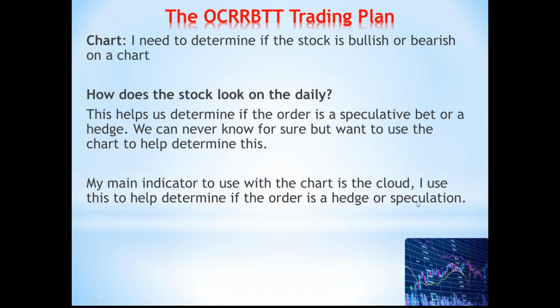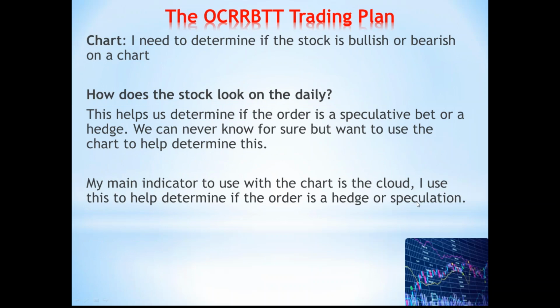The second part of the Oak Ribbit trading plan, and Oak Ribbit is an acronym for our trading plan here. O stands for open interest. C stands for chart. If you have a suggestion for a more eloquent name for the trading plan, we're all ears. But the chart helps me determine whether or not an order is a speculative bet or a hedge.